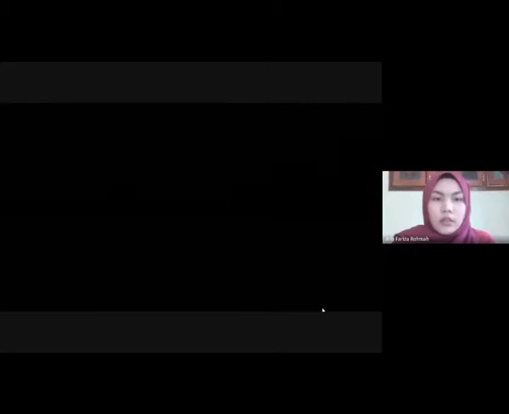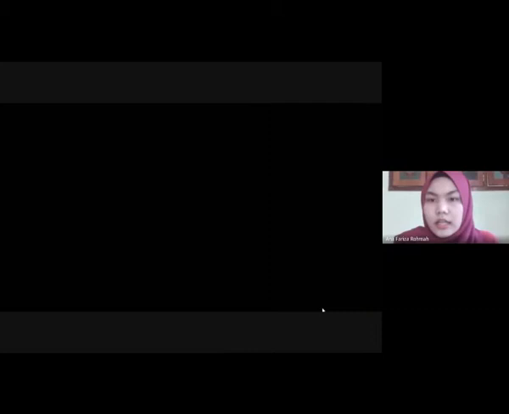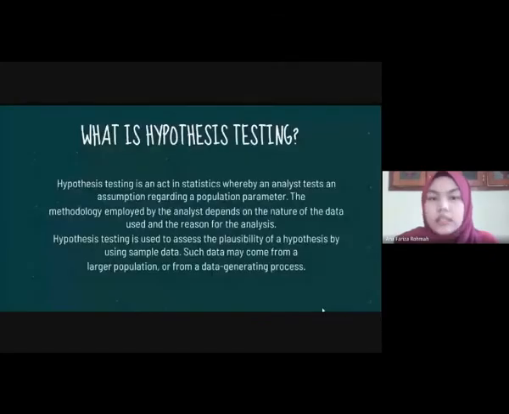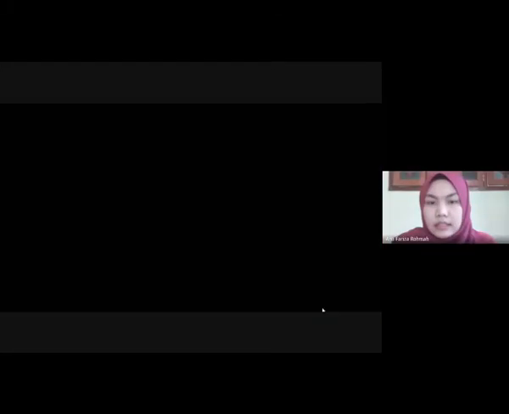What is hypothesis testing? Hypothesis testing is an act in statistics whereby an analyst tests an assumption regarding a population parameter. The methodology employed by the analyst depends on the nature of the data used and the reason for the analysis. Hypothesis testing is used to assess the plausibility of a hypothesis by using sample data, which may come from a larger population or from a data generating process.